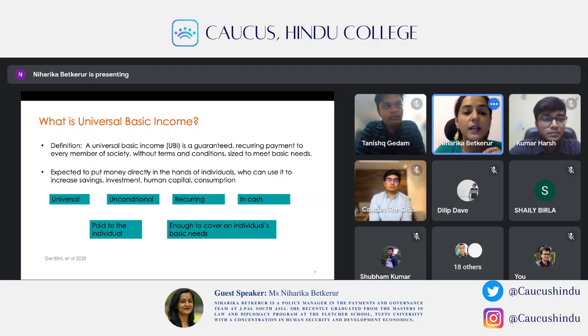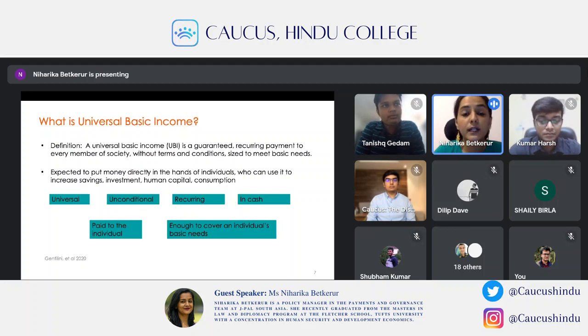The first is that it is universal, which means everybody in a country or a state will get it, regardless of whether they apply for it. There are no eligibility conditions which would include some people and exclude some people. So every individual member gets it.